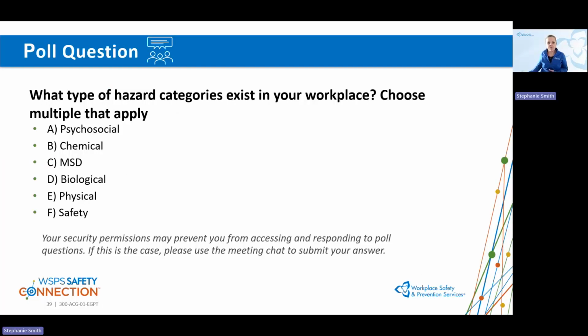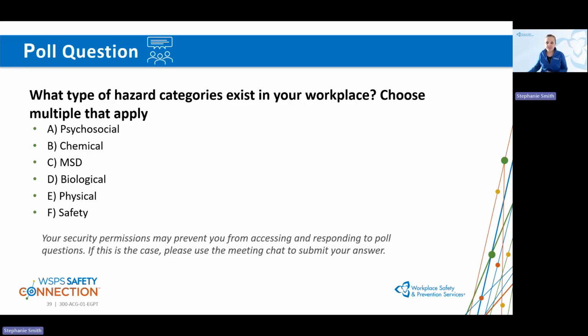So what we're doing now is looking at what type of hazard categories are present in your workplace. If you think of your workplace and the hazards present, and you can choose multiple, what types of hazards are present in your workplace or that you know are present? Do you have psychosocial, chemical, MSD, biological, physical, and safety? Safety is a huge one. Chemical, MSD, yep. MSD is one of the leading causes of injuries. Biological, physical. Okay. So you can see we have quite a diverse range of hazards present. Okay, that's good.